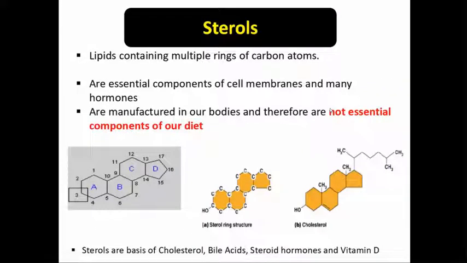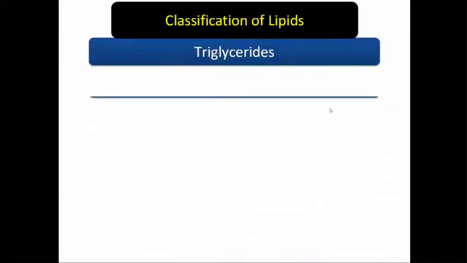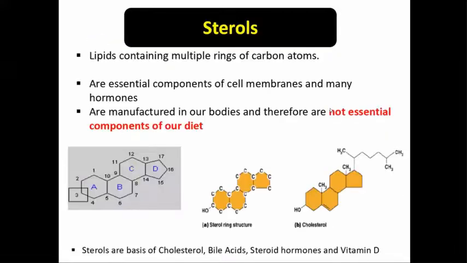The other group here is sterols, lipids containing multiple carbon rings. This is the general structure of the sterols, which is essential for the plasma membrane. But sterols like cholesterol are not essential for our body. Essentiality means nutritionally, since our body can make it. They are manufactured in our bodies and therefore are not essential components of our diet. From cholesterol, our body can make what? Vitamin D, sex hormones and bile acids. And sterols are the base of cholesterol.